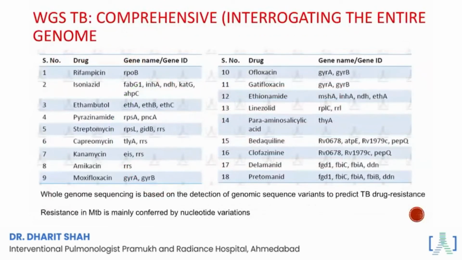These are the genomic targets that you all know: isoniazid has inhA and katG resistance. So you can get those genes also, whether it is inhA resistance or katG resistance, or for moxifloxacin, whether it is gyrA or gyrB. So this is also an advantage of WGS, that for each and every drug you can get the report of the genes also.